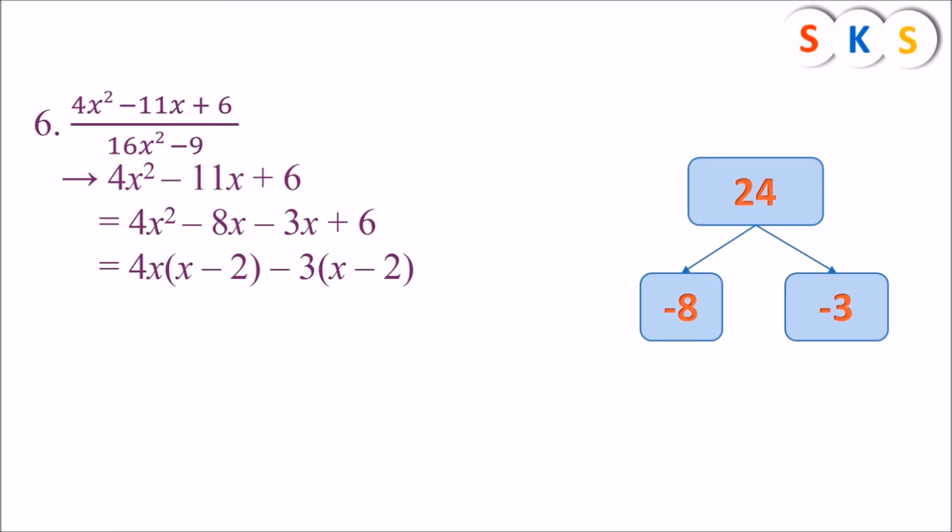We will get here 4x square minus 11x plus 6 is equal to (4x minus 3) into (x minus 2), and that is the factor of the numerator. Now we will factorize the denominator. What is the denominator over here?